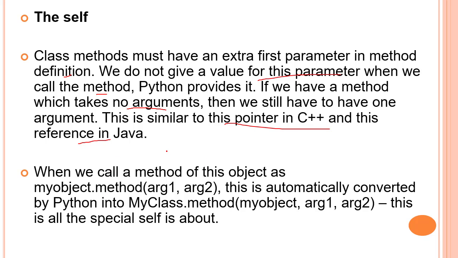So whatever value you are passing while creating an object, these are something that you should be taking away. Now, when we call a method of this object as myObject.method(arg1, arg2), this is automatically converted by Python into MyClass.method(myObject, arg1, arg2). This is all that is special about self. So over here you can see this self which I am having. I just have to write self and it will tell me that this is a reference to my object. So that's about self.